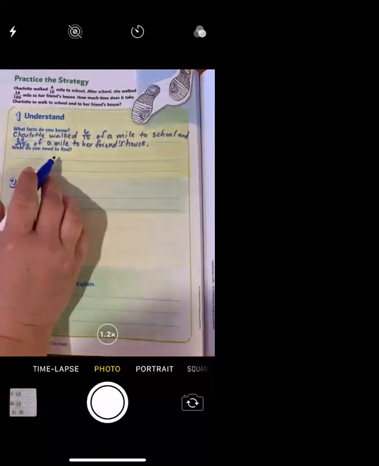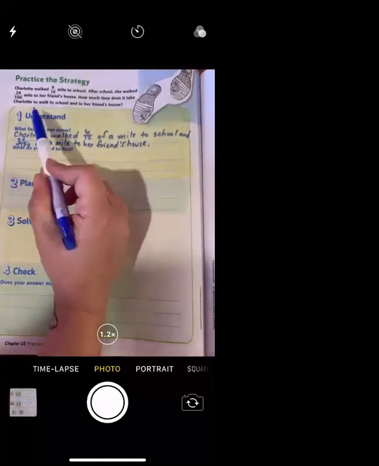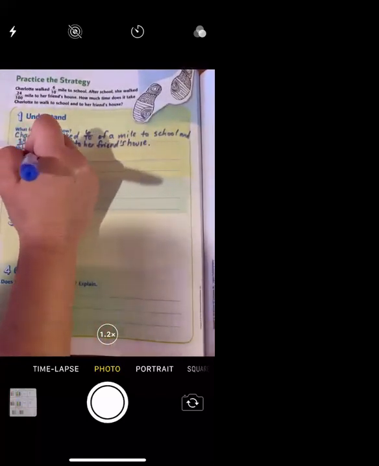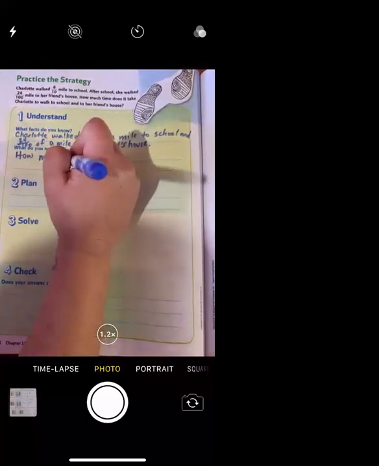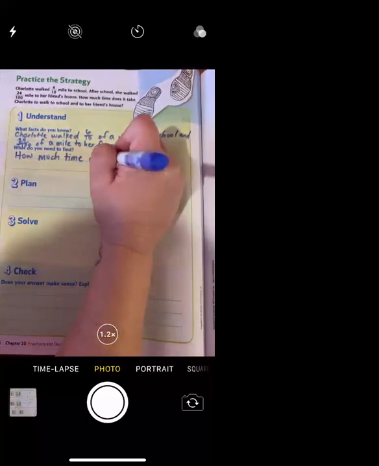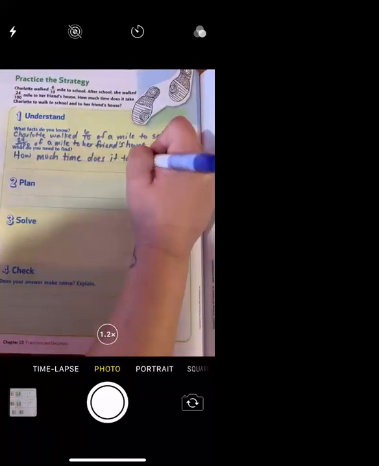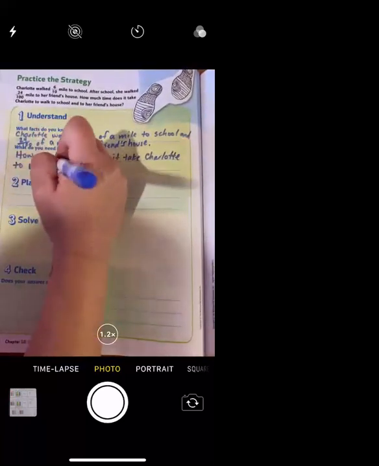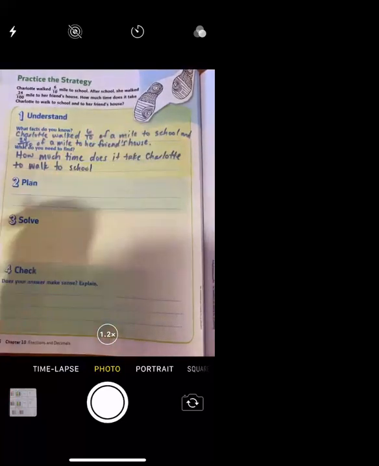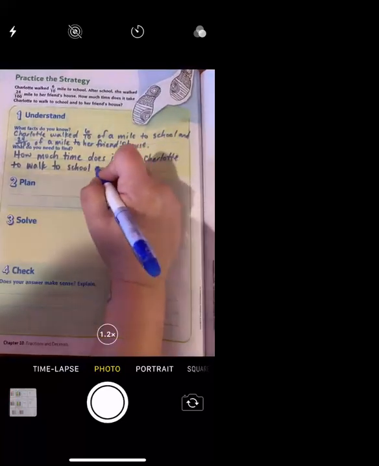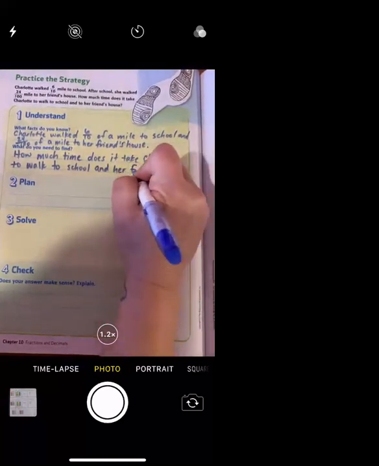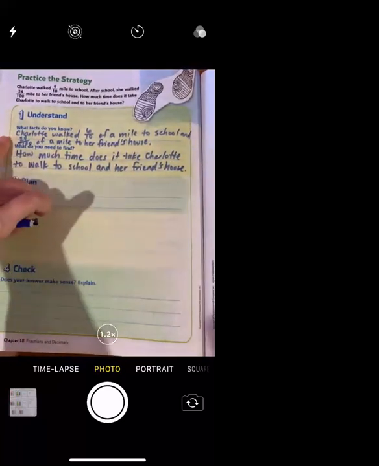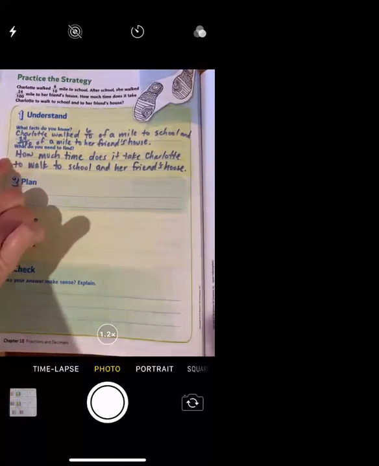Okay, what do you need to find? Well, we need to find how much time does it take Charlotte to walk to school and to her friend's house. Okay, so first I just understood. What do I know? What do I need to find?